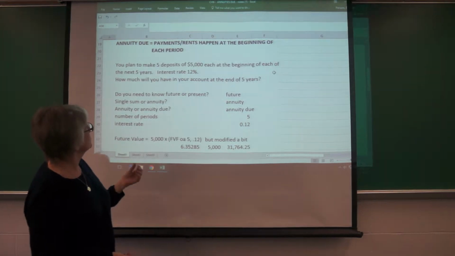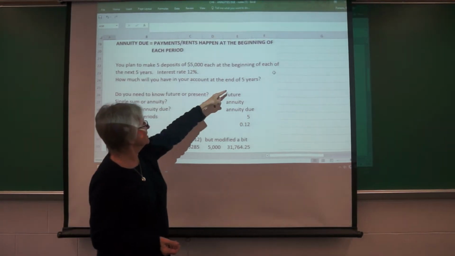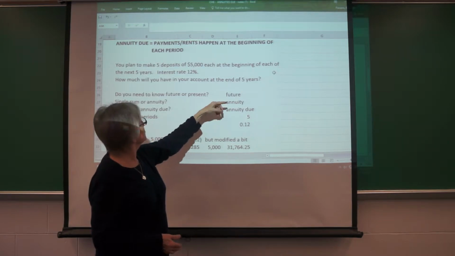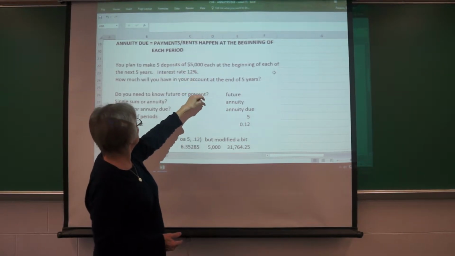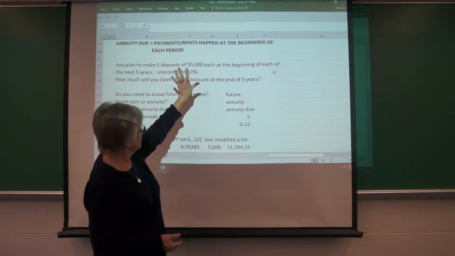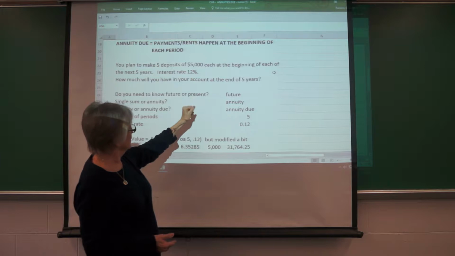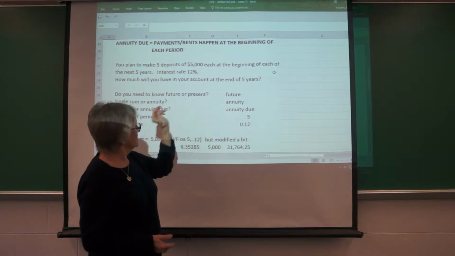Do we need to know the present or the future? Well, how much will you have at the end of 5 years? We need to know the future. It is an annuity because it's a stream of equal payments, 5 deposits of $5,000 each. Annuity due because the deposits happen at the beginning. Number of periods 5 and 12%.